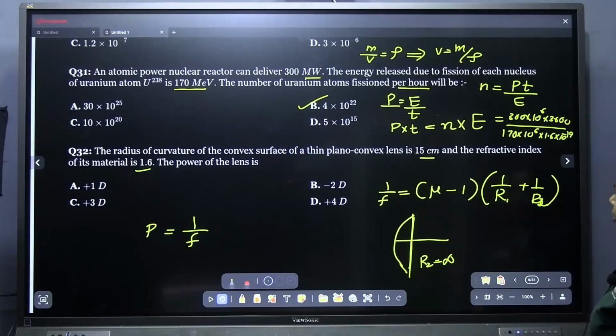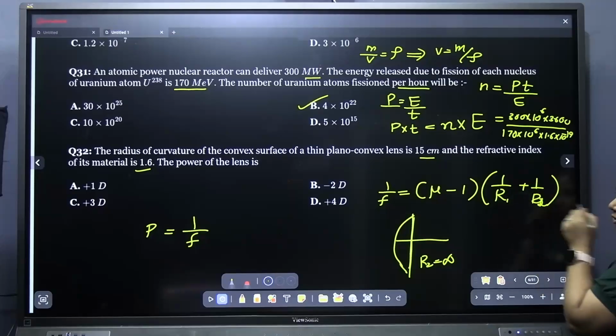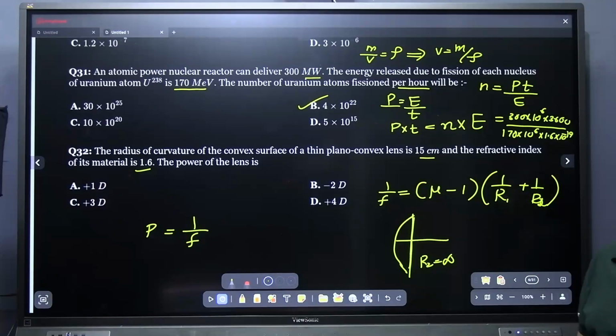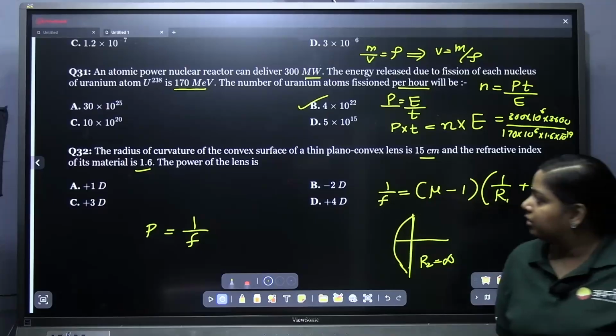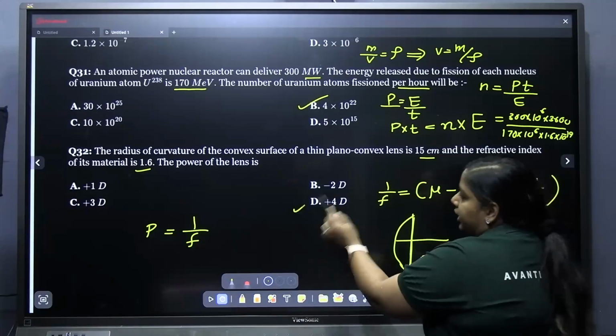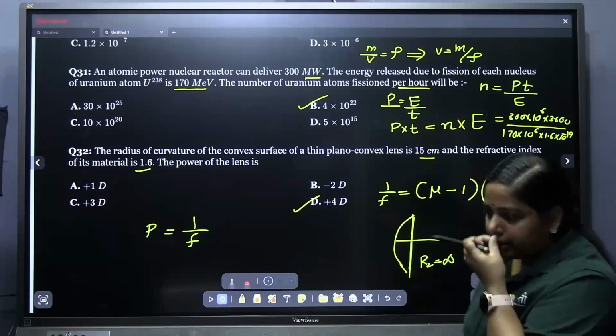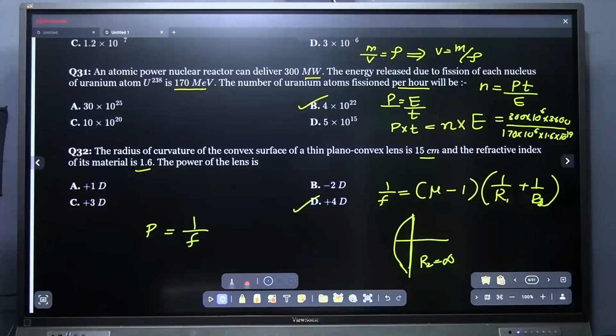And 1 by infinity will be 0, so no problem there. It will be 0.6 by 15 centimeter. So you will get 60 by 15 as the answer, and that is option D, plus 4 diopter. Yes, very good. Can we move to the next question?